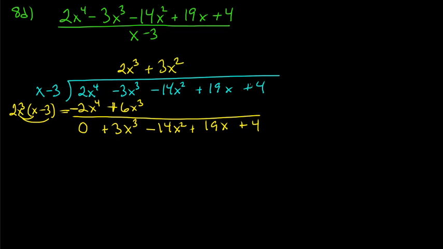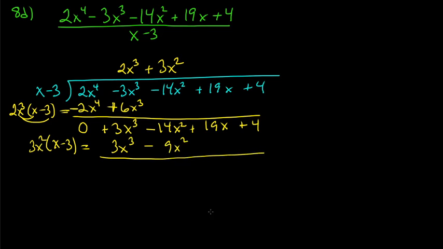So that's the next term of the quotient. Now we multiply 3x squared times, again, the entire divisor, x minus 3, and we get 3x cubed minus 9x squared. That's it. And now we subtract, right? So 3 minus 3 is 0. That's clear. Negative 14 minus negative 9.